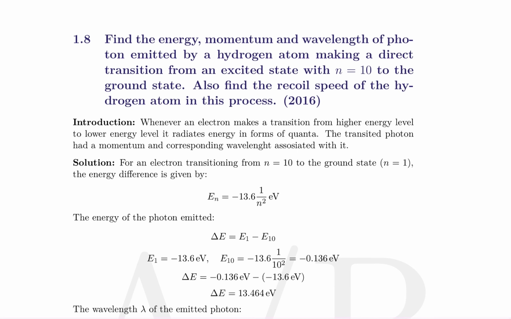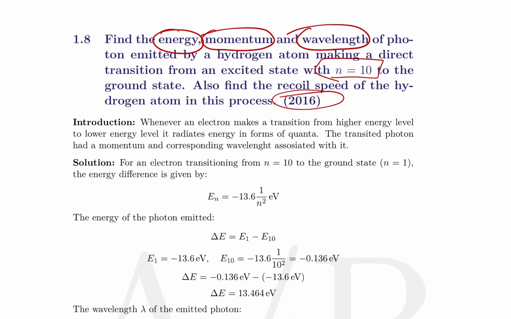So this is a question from 2016, and it's a very basic question again. Let's read it. Find the energy, momentum and wavelength of photon emitted by a hydrogen atom making a direct transition from an excited state with n equals 10 to the ground state. So what we need to find out? Just note it down. We need to find out energy, momentum, and the wavelength of the photon emitted. These all three things in the transition from n equals 10 to n equals 1.